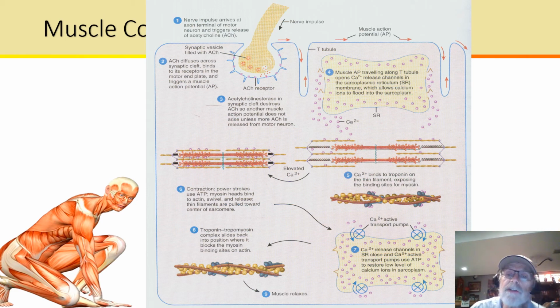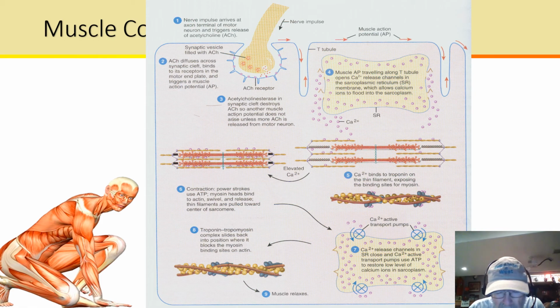Okay, the calcium release channels in the sarcoplasmic reticulum close, and active transport pumps use ATP to restore the low level of calcium ions in the sarcoplasm. So that's trying to get the calcium balance back, and the troponin-tropomyosin complex slides back into position where it blocks the myosin. So once this contraction occurs, we have to pump that calcium back into those terminal cisternae, which requires energy as well.